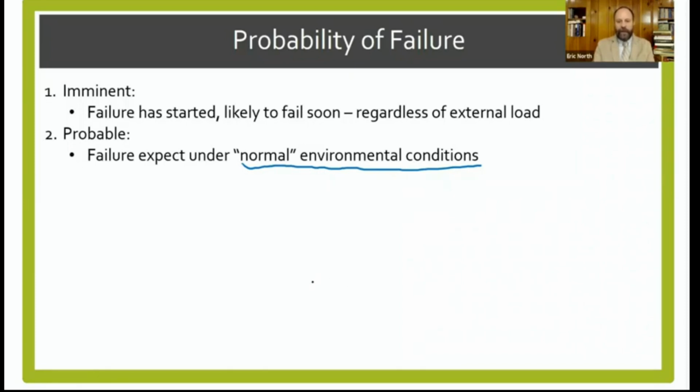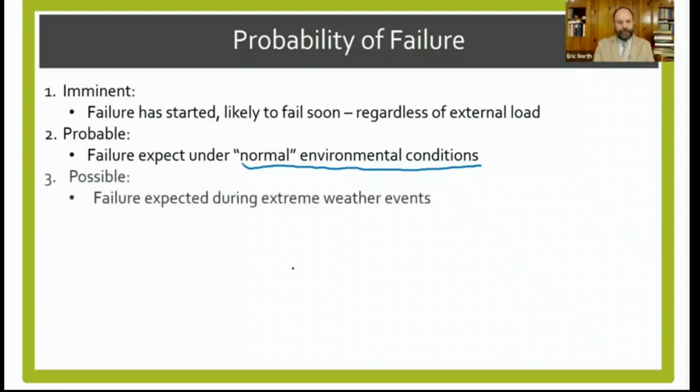If, however, you're thinking about Minnesota, where a 2-inch snowstorm is fairly normal in the winter, but if you get a 2-inch snowstorm in Florida, that would be abnormal. And so you wouldn't count that under your normal conditions. So you can see that environmental conditions and weather conditions change based on location.